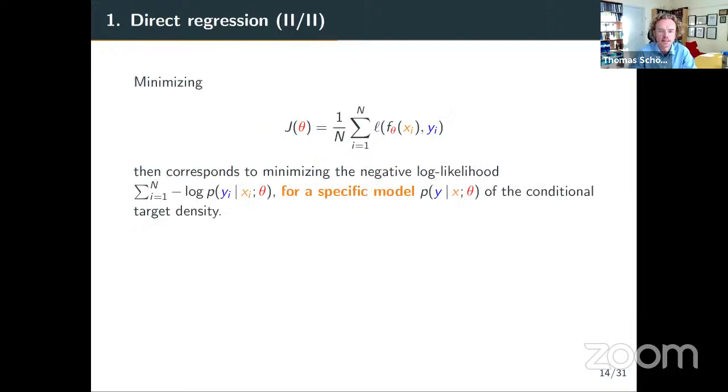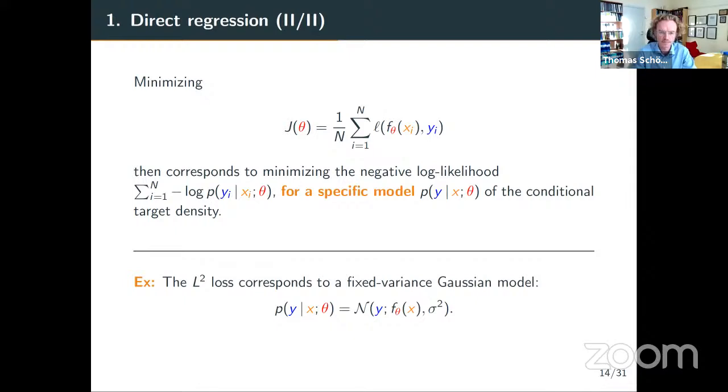But minimizing this corresponds to minimizing the negative log likelihood for a specific model of the conditional target density. So for example, the L2 loss corresponds to a fixed variance Gaussian model. So whether you think probabilistically or not, it's always the case that we make an implicit assumption by using a certain cost function. And of course, restricting this predictive distribution to be a Gaussian is not necessarily a good idea.